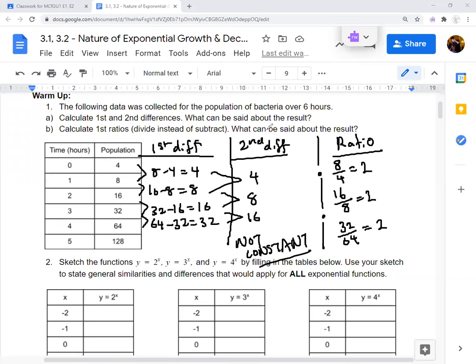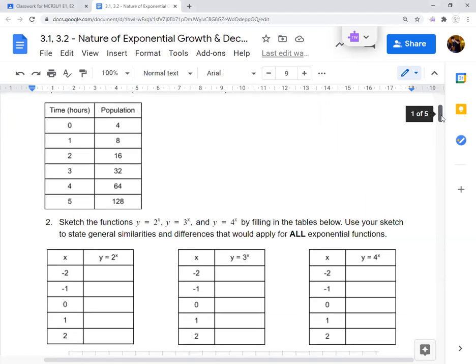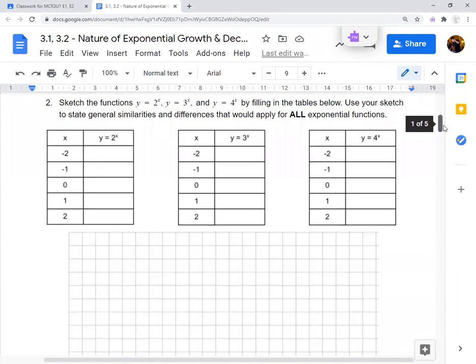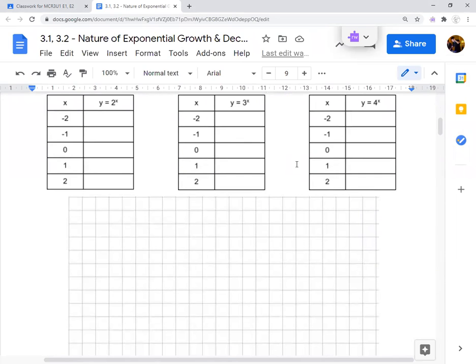So this is first ratios. Sometimes it's not a guarantee that the ratios will help, but it does give you a clue if numbers seem a little bit similar. So let's take a look at how 2 to the power of x, 3 to the power of x, and 4 to the power of x can be different, and how it also is the same because we're dealing with exponential functions.